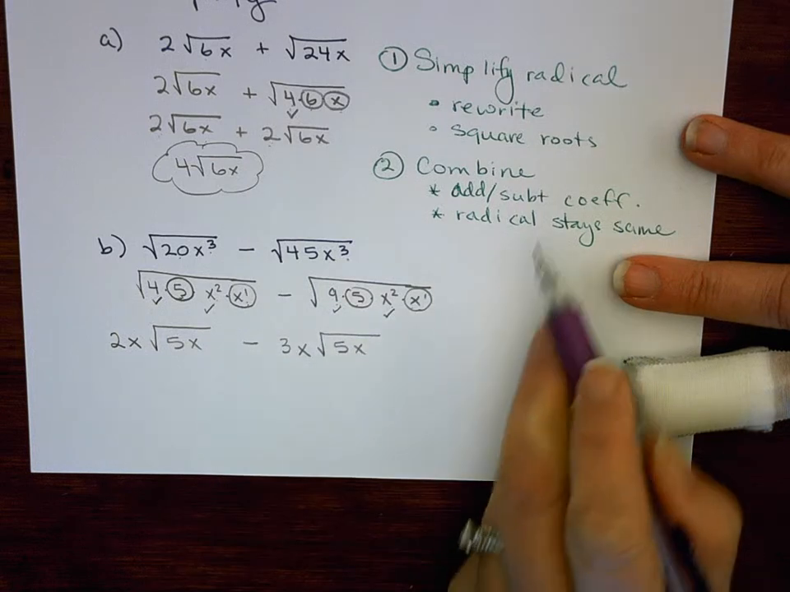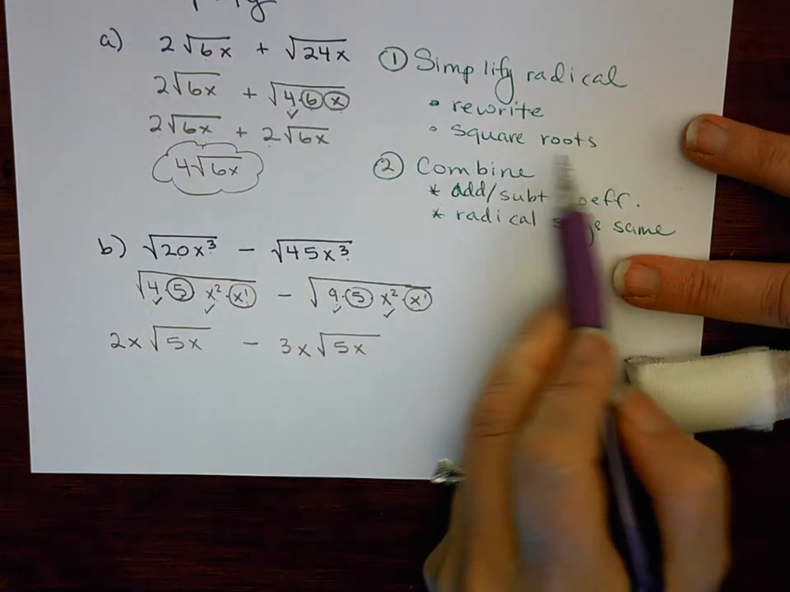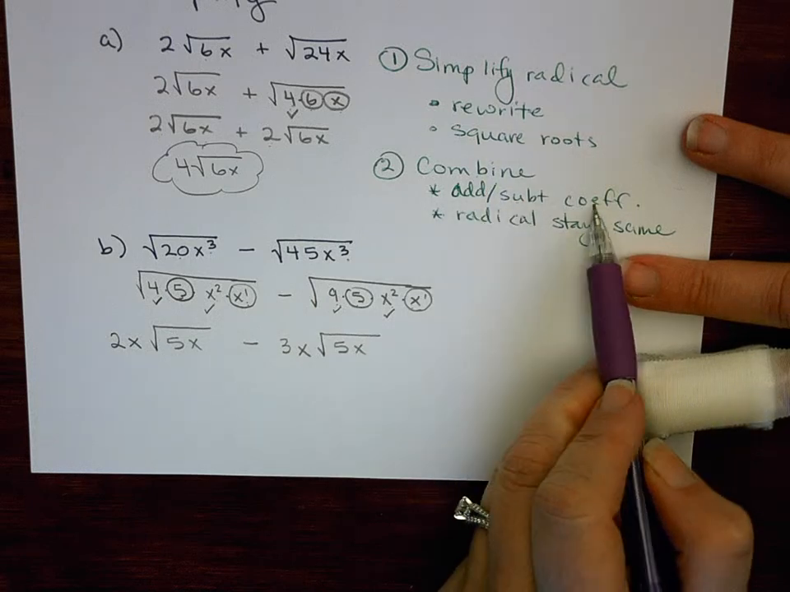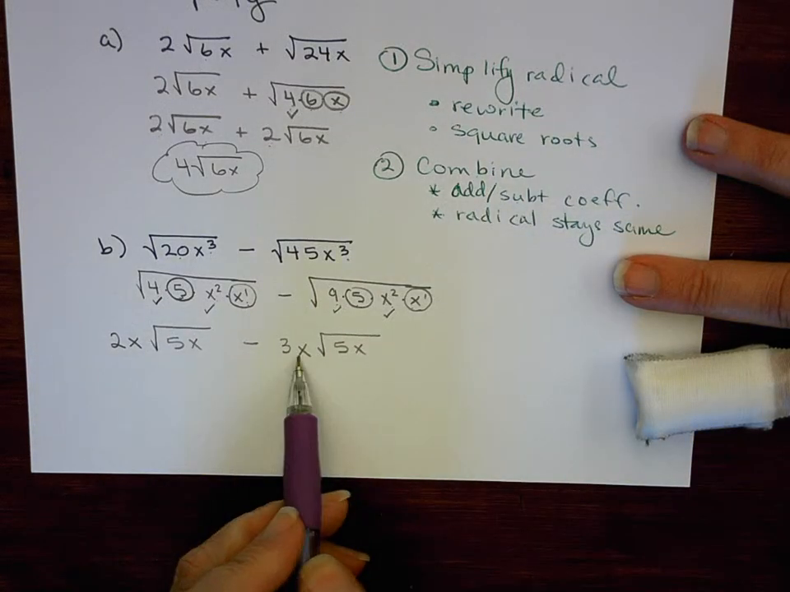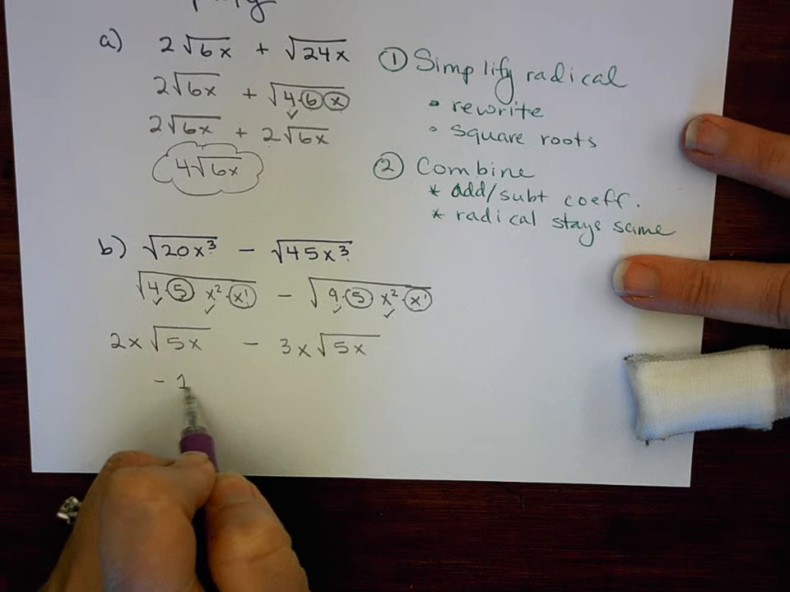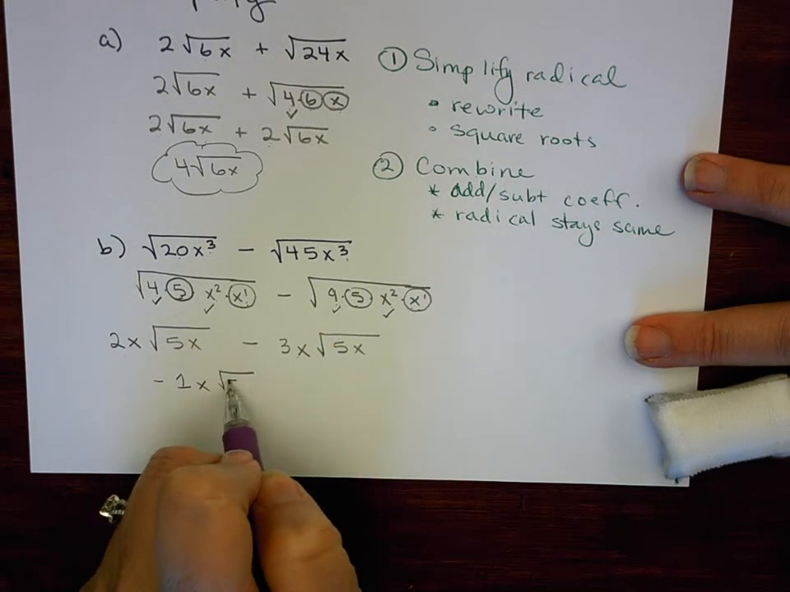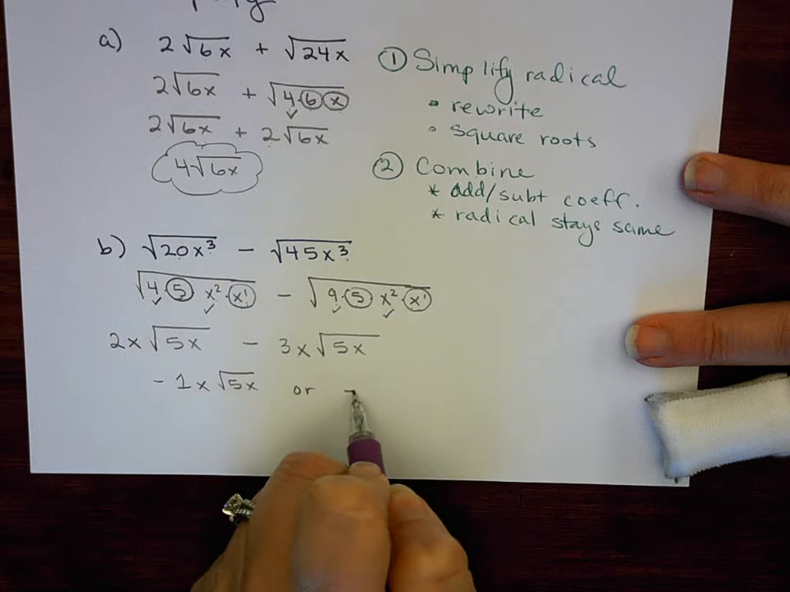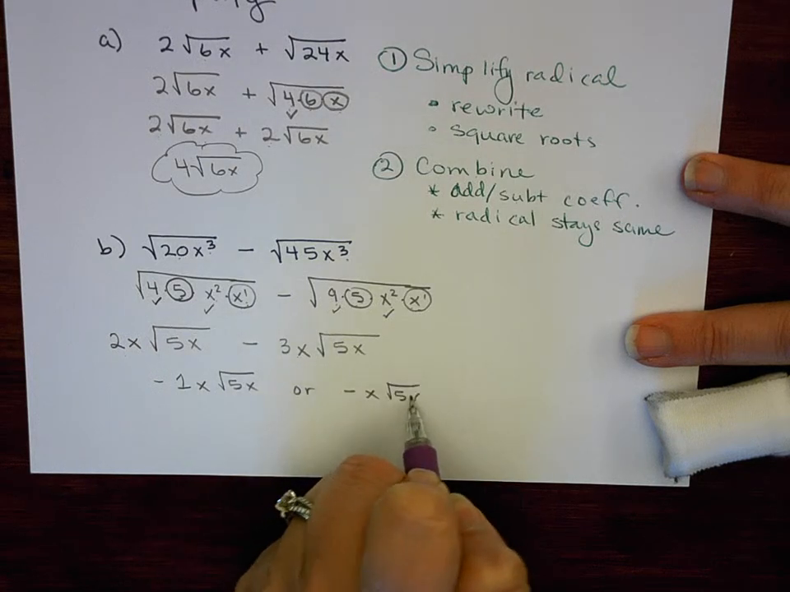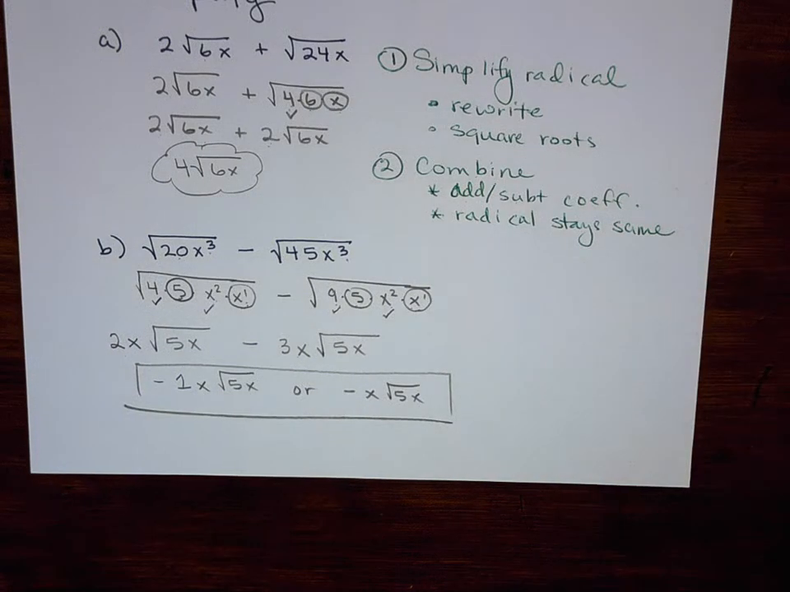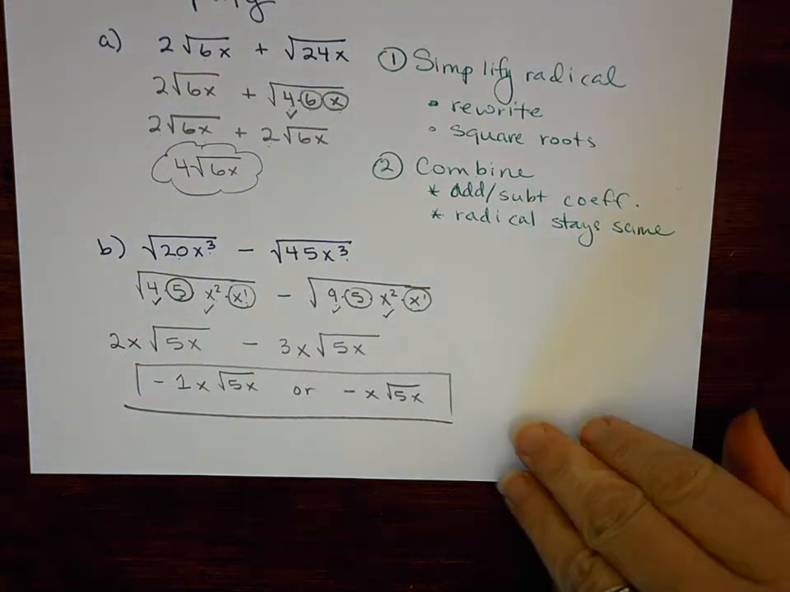And then now I've done square rooting, right? And so now I need to combine by adding or subtracting my coefficients. So that would be 2x and negative 3x, which is negative 1x, and my radical stays the same. And then that could also be just negative x root 5x, right? Because I don't actually have to have that negative 1 there. Okay? All right, so that's that part.